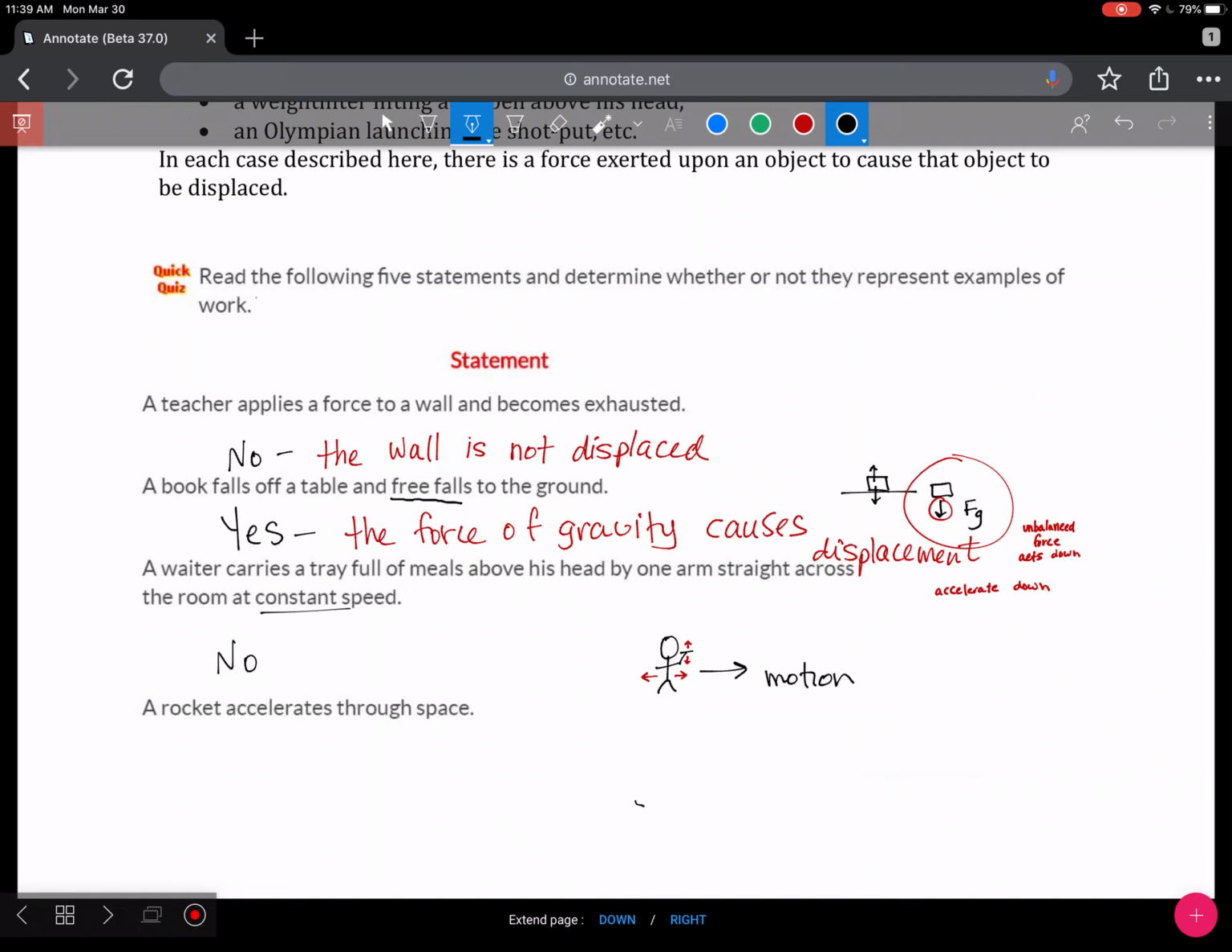A rocket accelerates through space. Yes, this will be an example of work being done. So there is a force. The force expels gases to the left if it's moving to the right.